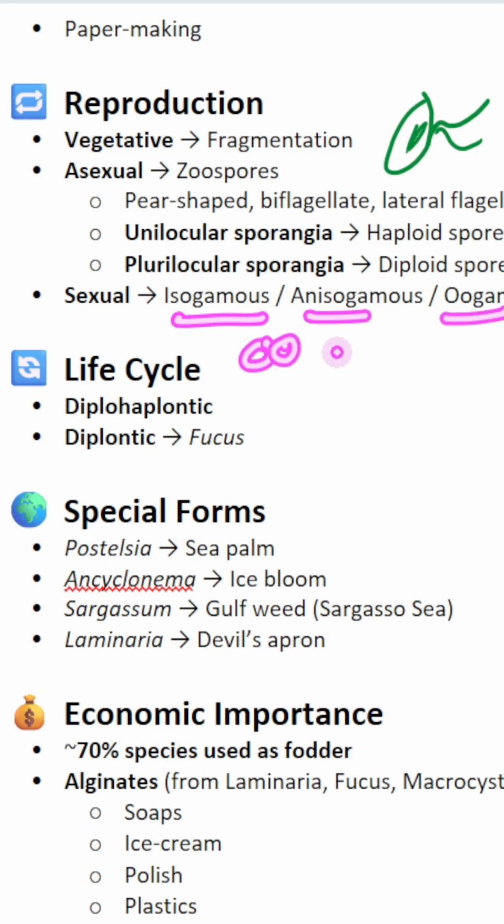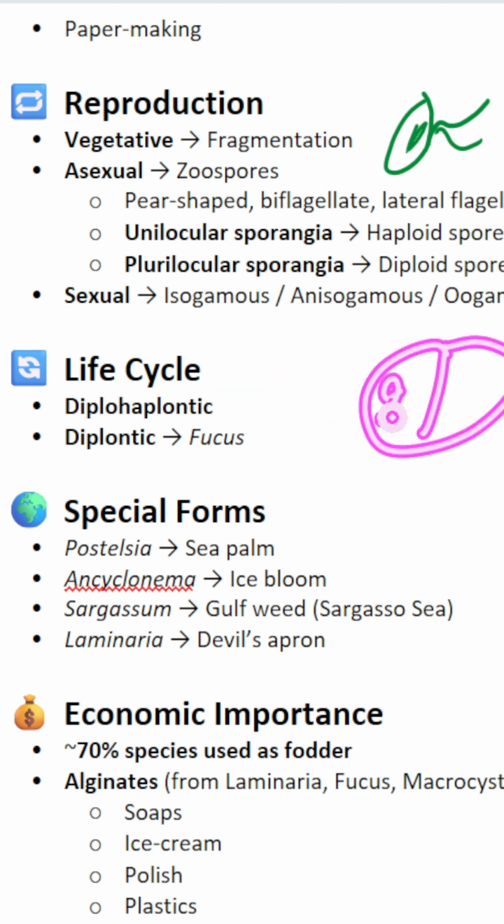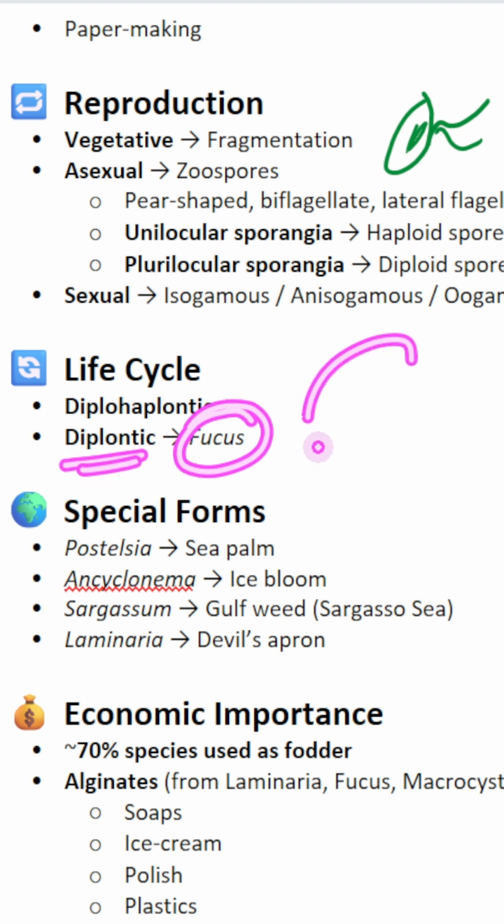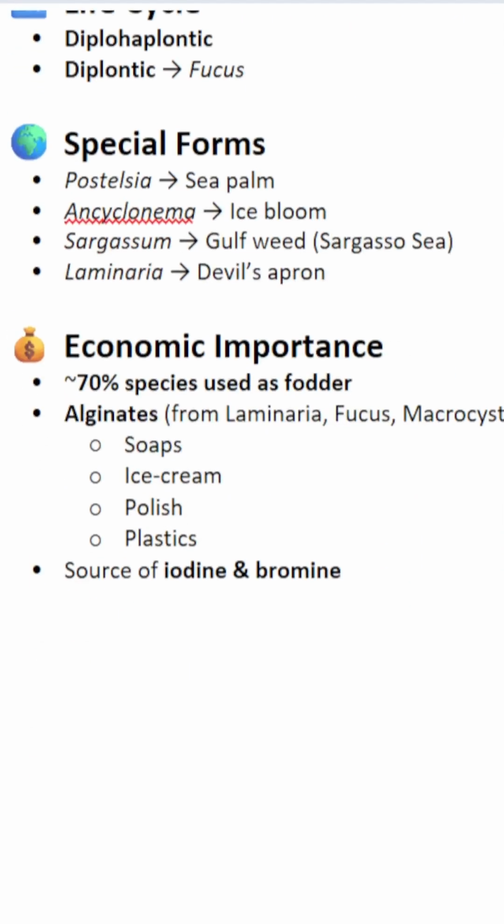Isogamous, the gametes are of the same size. Anisogamous, the gametes are of different size. And oogamous, one gamete is motile and the other non-motile, so fertilization is between motile and non-motile. Normally the life cycle is diplohaplontic, meaning first they have 2N, then N. But Fucus is the only brown algae which is diplontic in nature, meaning most of the life cycle is 2N and a smaller part is N. That is Fucus.